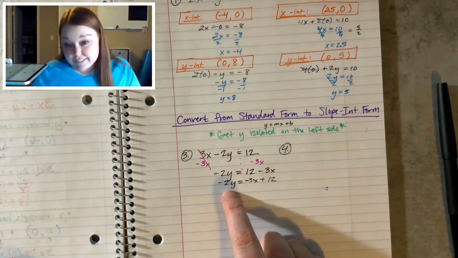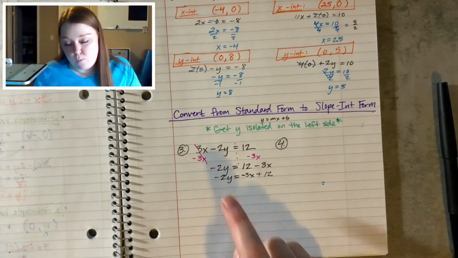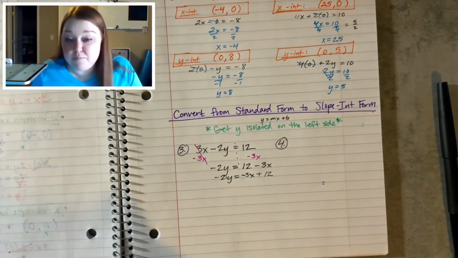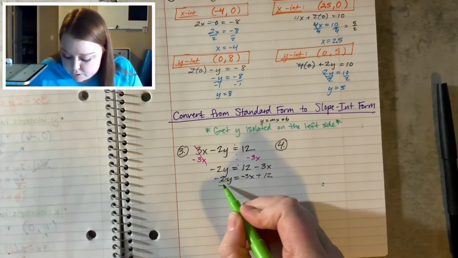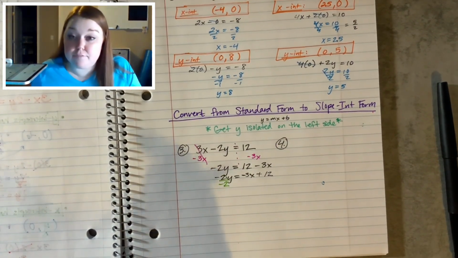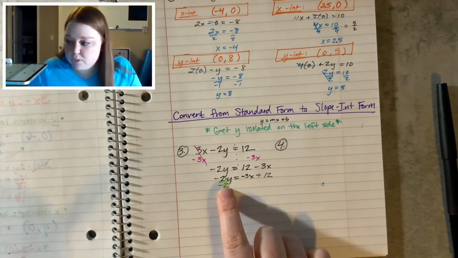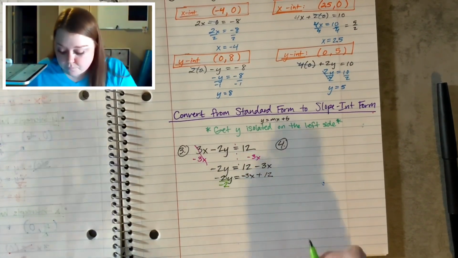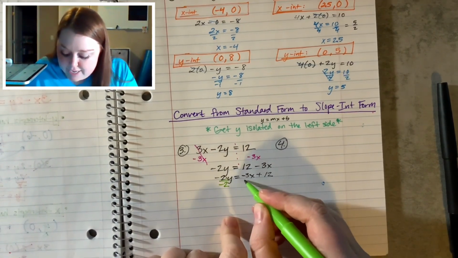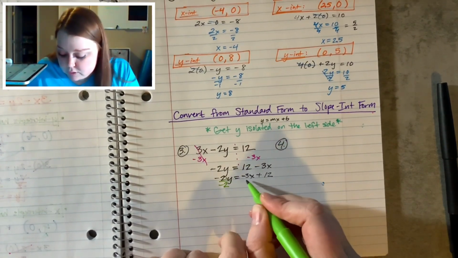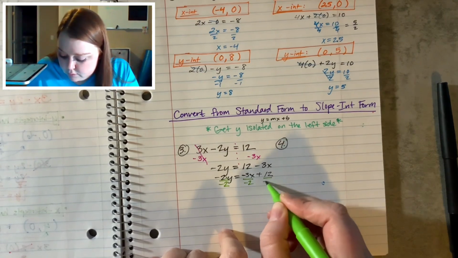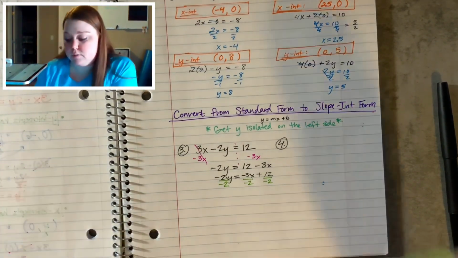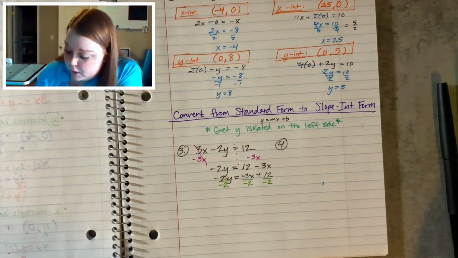Is y isolated though? No, I want it all by itself. So to cancel out that -2, it's timesing by y right now. I do the opposite. I divide by -2. Whatever I do on one side, I have to do to the other. Now, careful, careful, look. I have to divide everything by -2. Every single little term has to get divided by -2 in order for this to be legal, okay?